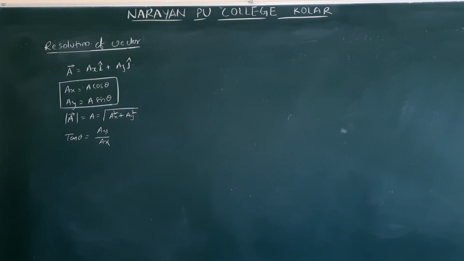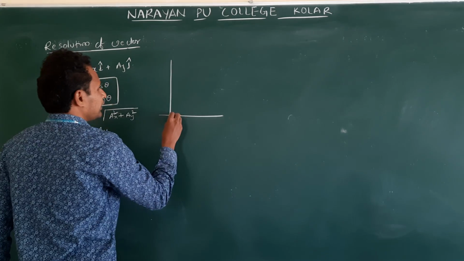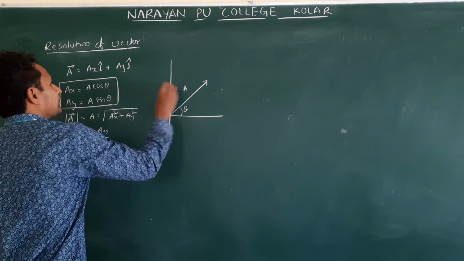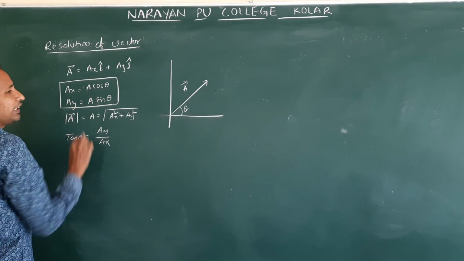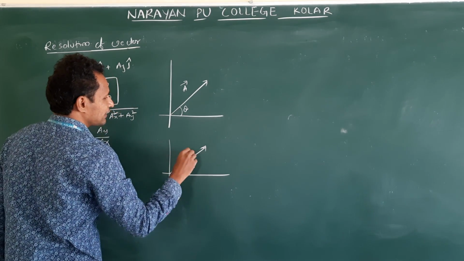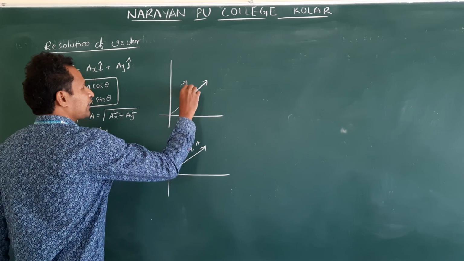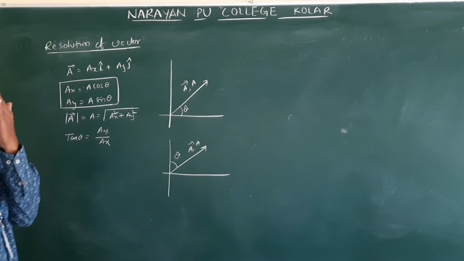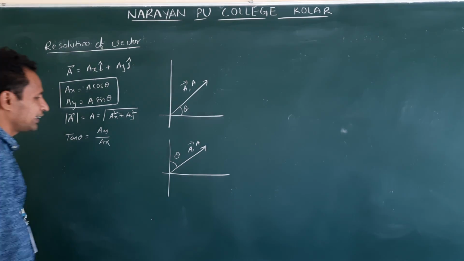Clear? And if I see this vector a, if the angle is theta here, these formulas are ax is equal to a cos theta, ay is equal to a sin theta. Suppose you have a question like this: same vector a, magnitude is a, but the angle is with the y axis. In that case, what are ax and ay?